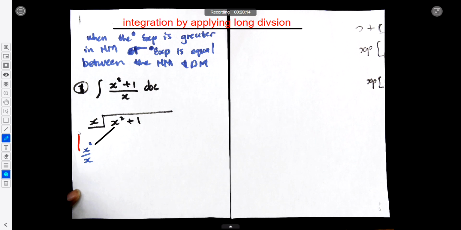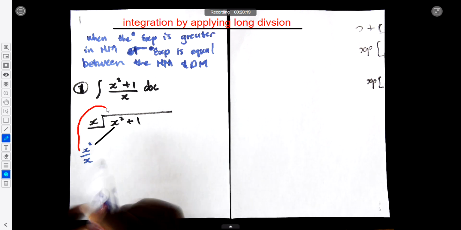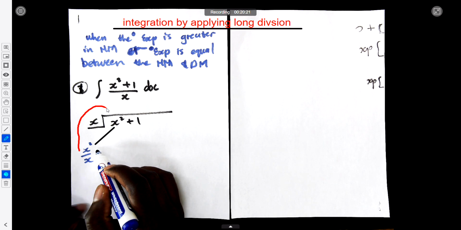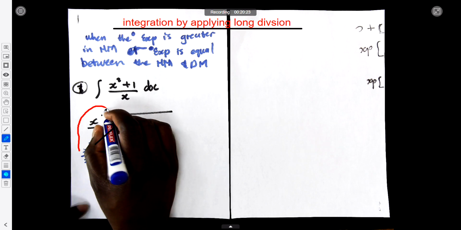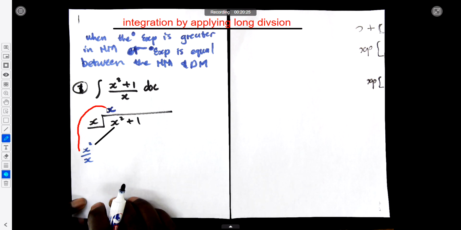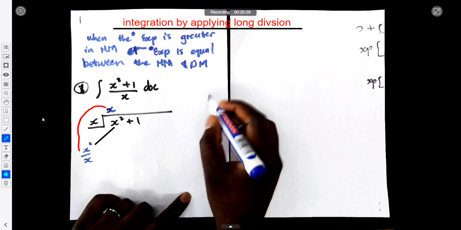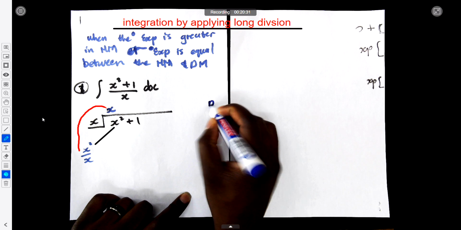So you always do that after the answer that you get after dividing, you write it on top of the division. So we know that x squared divided by x is what? We're going to get x. In fact, maybe I was supposed to write the sequence. We always divide.